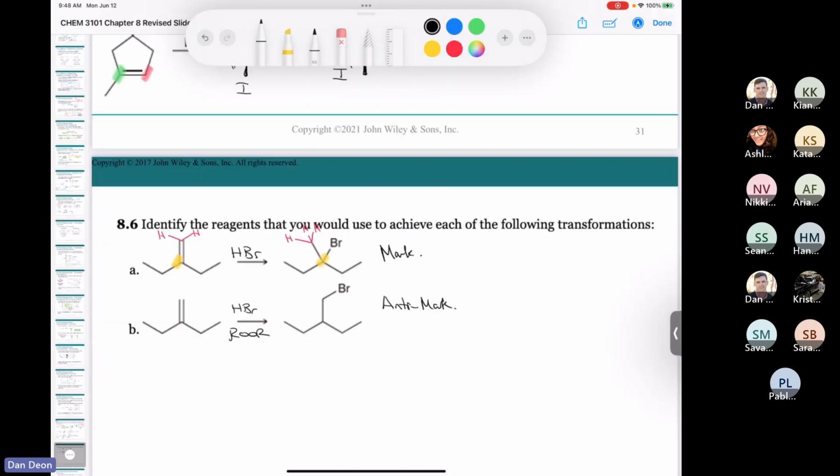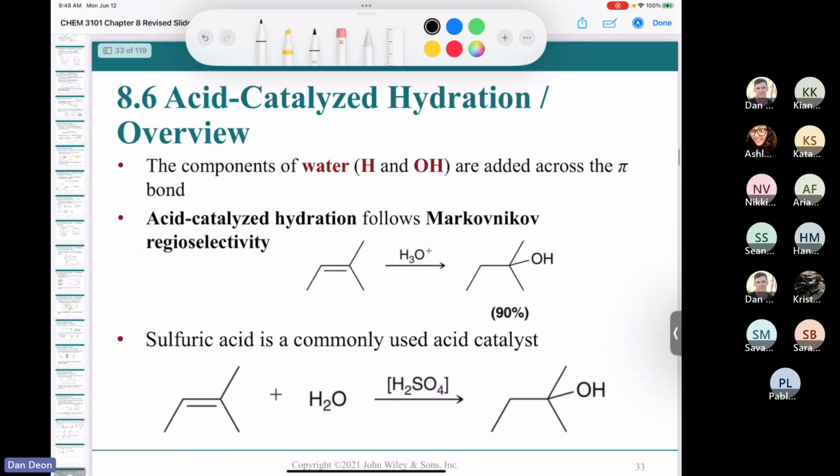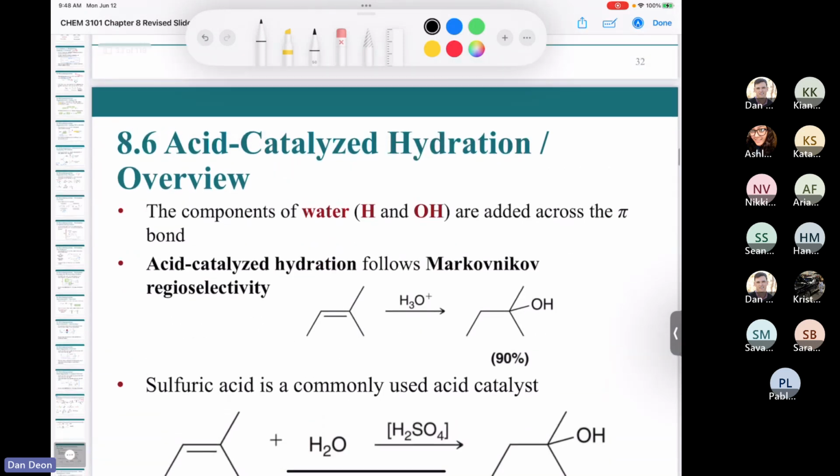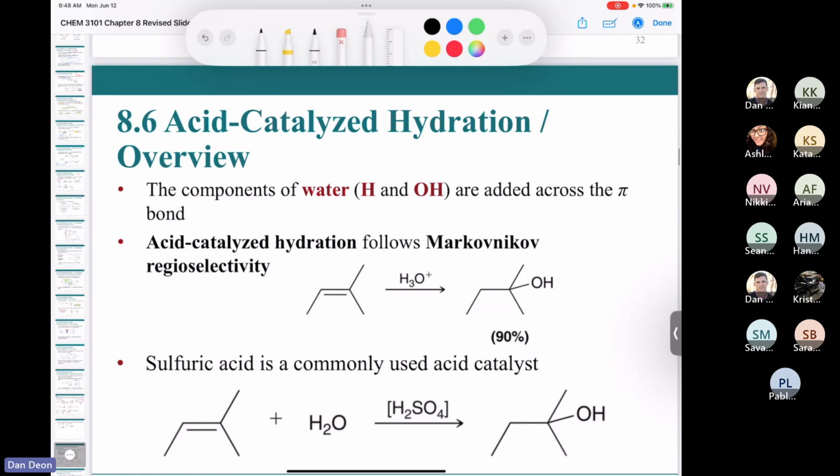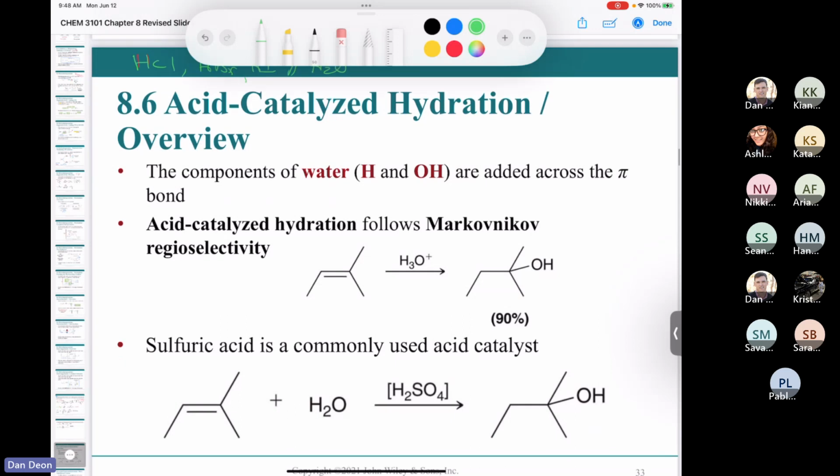All right. So that brings us to section 8.6, which is our second addition reaction. So far, we've covered the addition of HCl, HBr, or HI, which would all react in the same way. And now we're going to look at the addition of H2O, okay? And this is an acid catalyzed reaction, the addition of water across a double bond.